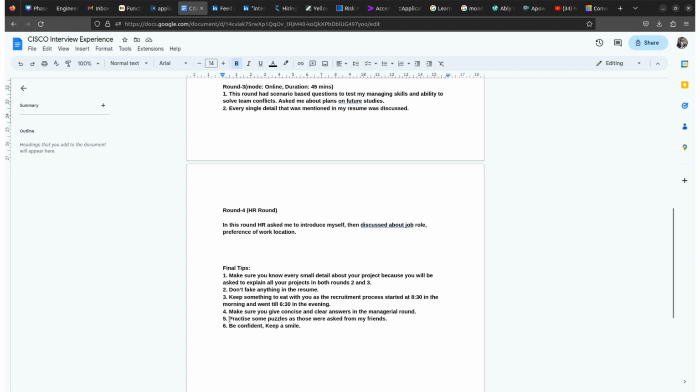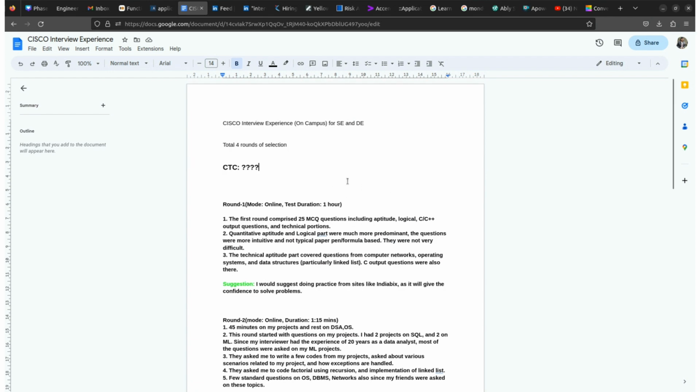In the fifth point, just practice puzzles, like puzzles from IndiaBix or coding questions from GFG or LeetCode, etc. And the sixth and most important one is to be confident and keep a smile on your face, so that they can see that you are the best candidate for this role, the suitable candidate for either this software engineering role or data engineer role.